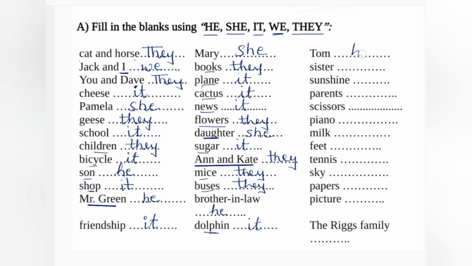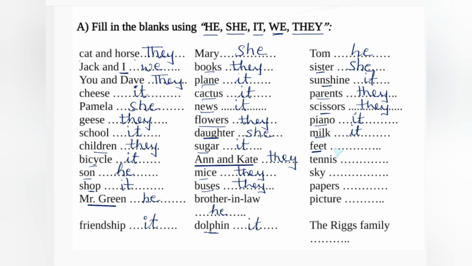Tom, singular but male, so he. Sister, singular but female, she, so he, she, it comes in the place of singular thing. Sunshine, it. Parents, plural, they. Scissors are always plural, that's why they. Piano, singular, it. Milk, uncountable noun, it.